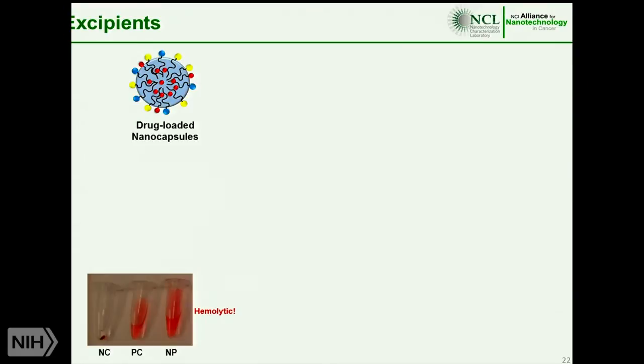Then this concept was evaluated in my group. We looked at the compatibility with the erythrocytes, and we found that this nanoparticle formulation is hemolytic. Normally, we use a 96-well plate assay to detect plasma-free hemoglobin, but in this case, we didn't even need that test. You can see that there was not a single erythrocyte left. Everything was lysed. What is the reason for this toxicity?